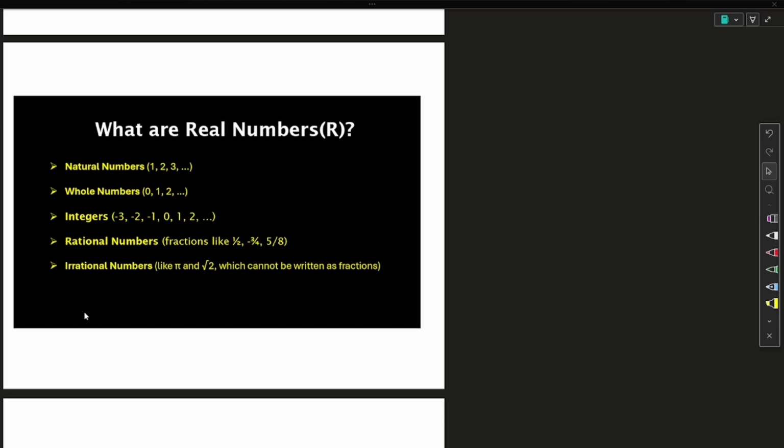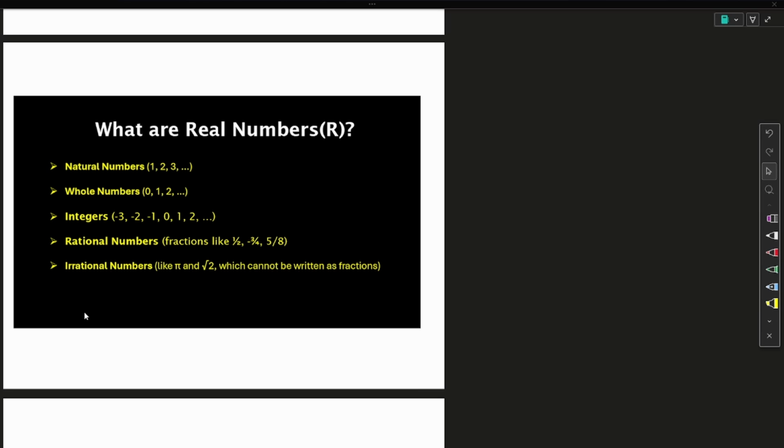If you can recall in my previous video where we talked about real numbers, we said real numbers are everywhere. Real numbers include all the numbers we use in our everyday life, such as your natural numbers, whole numbers, integers, rational numbers, and the irrational numbers. You see, real numbers follow specific properties that help us solve mathematical expressions easily.